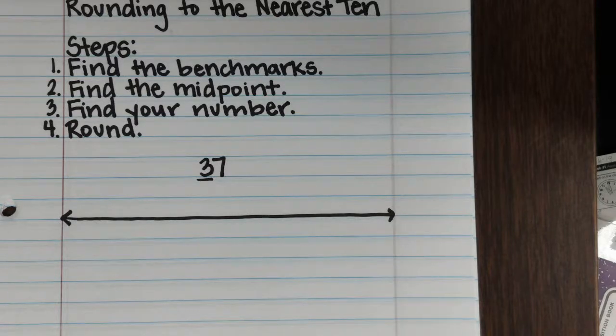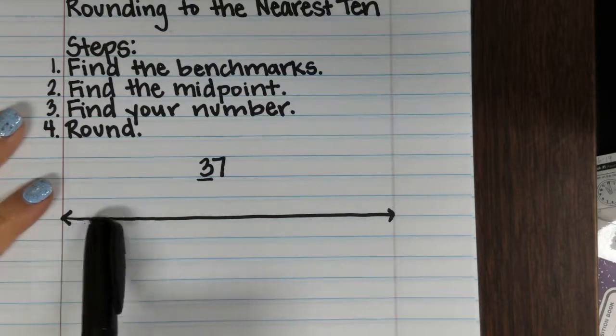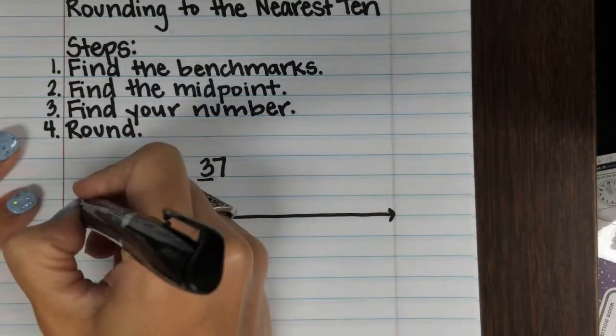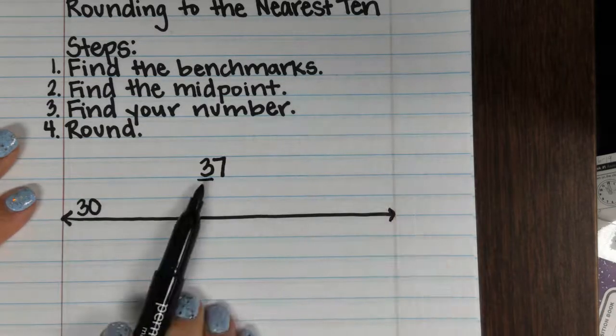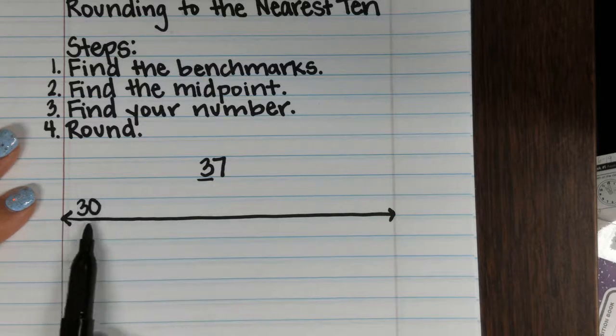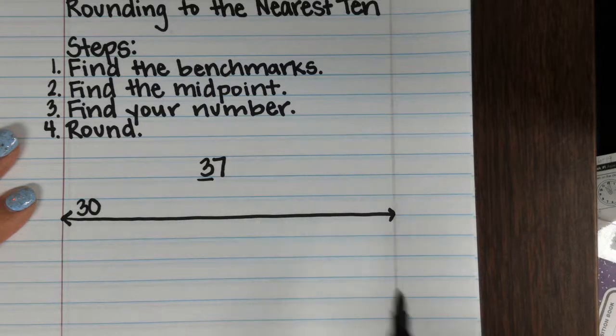30. Very good. So what is the value, or what tens number is going to be our first benchmark? Yes. Very good. 30. So I'm going to go ahead and write that down. So in our number, it really helped us to see the tens number that comes before. Okay? What is 10 more? 40.